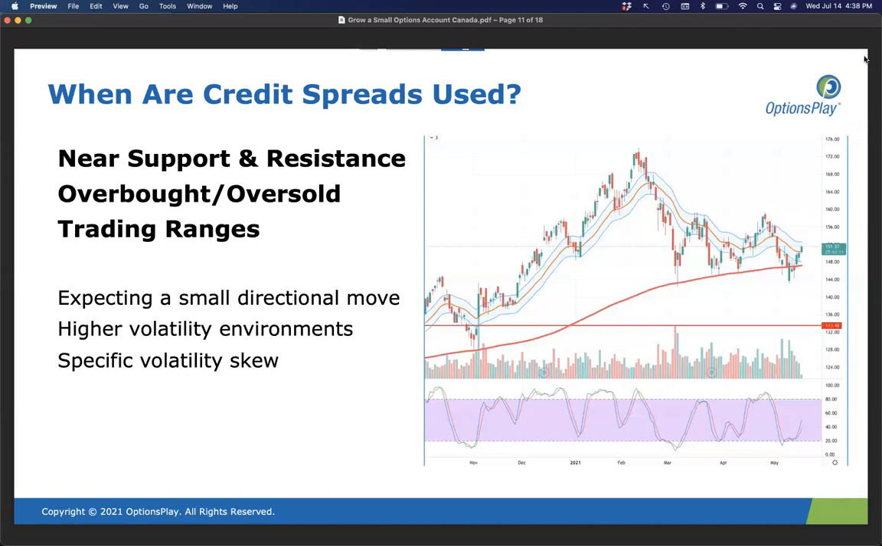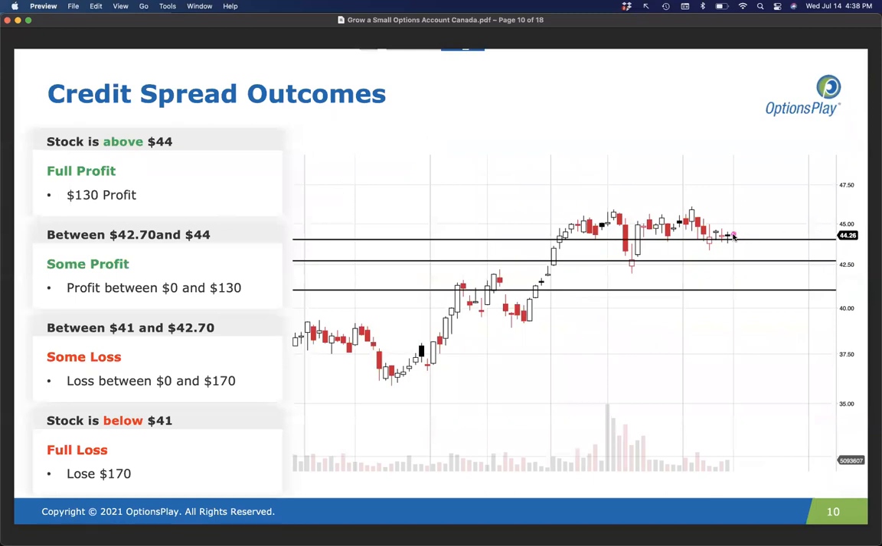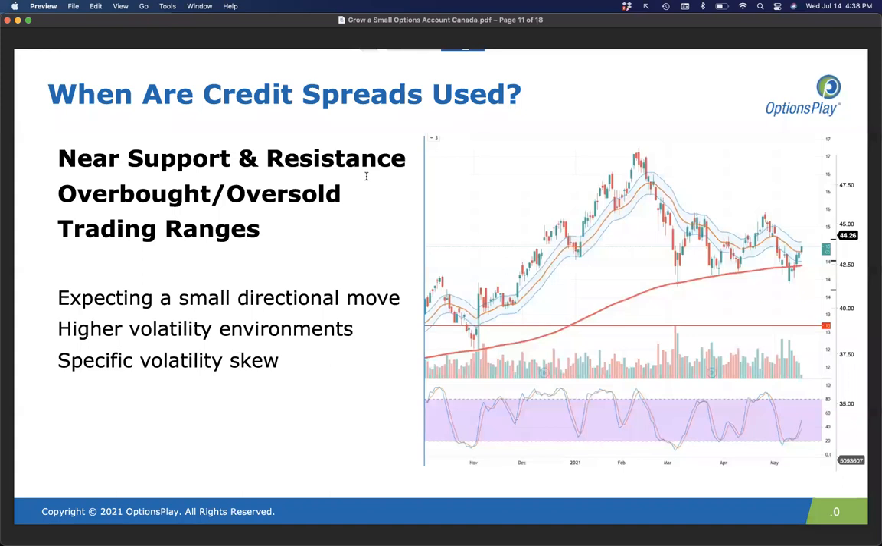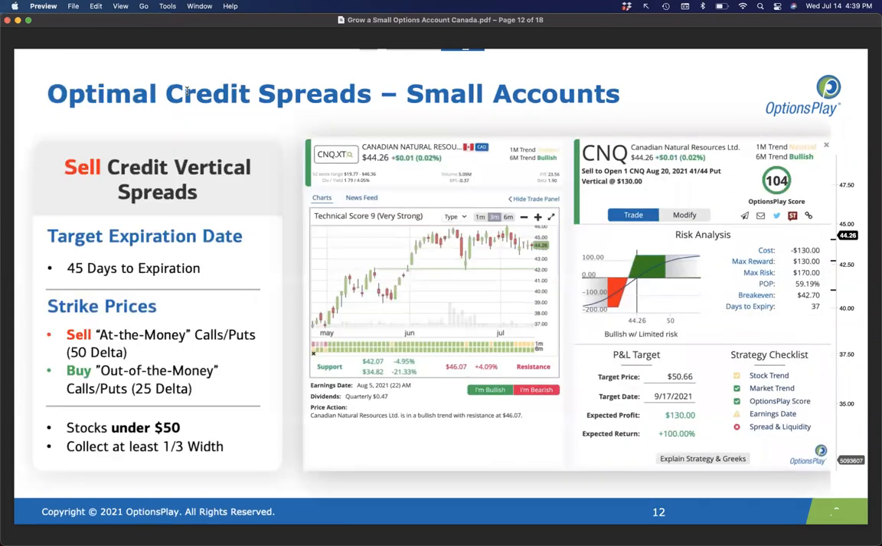That $130 that we discussed here before. Even if CNQ rallies up to $100 next week, you're only going to make $130. You cannot make more than that. So just keep that in the back of your mind, right? You can sell credit spreads if you think the stock's going to make a big move, but understand you are giving up some returns by not using other strategies that do allow you to participate in that further upside, in exchange for some bigger losses. So that is, generally speaking, when credit spreads are used.